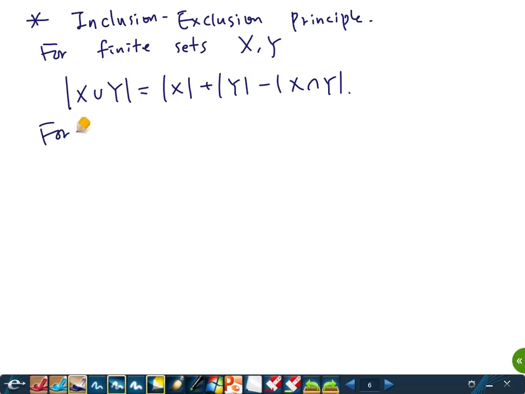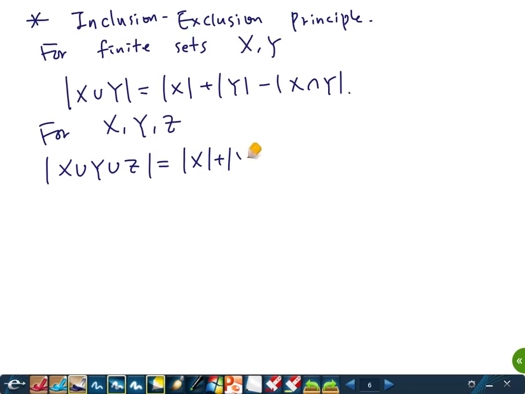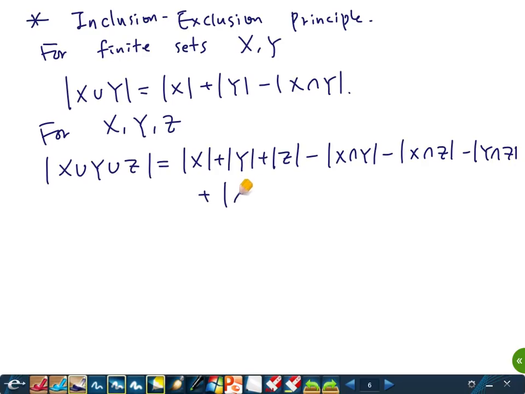And for finite sets X, Y, and Z, we can have a similar formula. The cardinality of the union of X, Y, Z is: you add the cardinality of each one set, and then you subtract the cardinalities of all possible intersections of two sets. And then we add the intersection of three sets, all possible intersections of three sets, which is only one in this case.